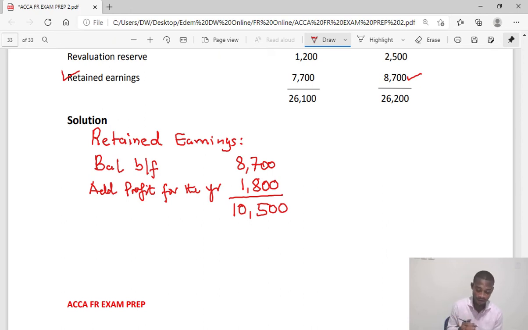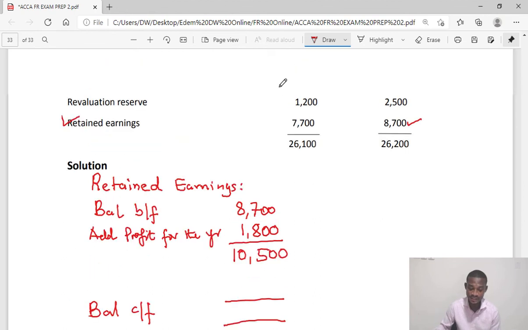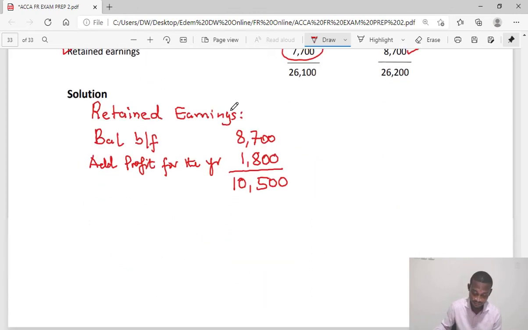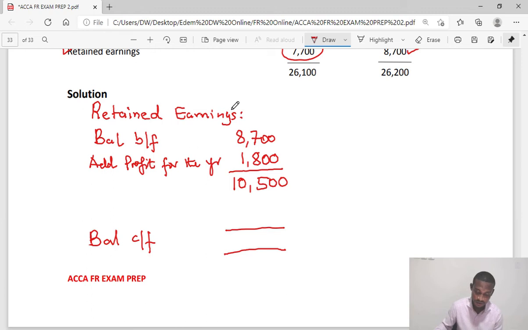But what happens? I'll leave a line and say balance carried forward. This balance carried forward is the closing balance, which is the retained earnings for the current year, which is 7,700. So we put that here. 7,700.